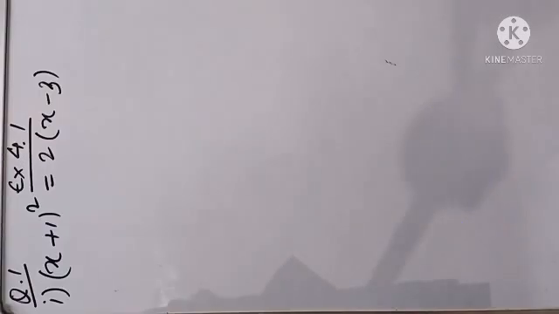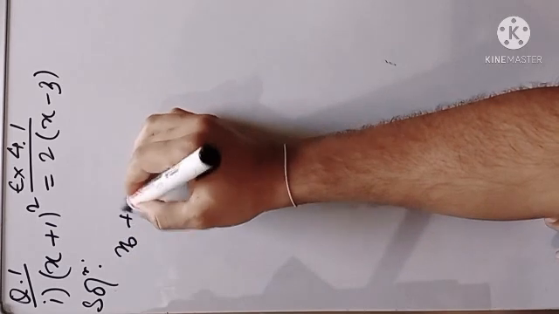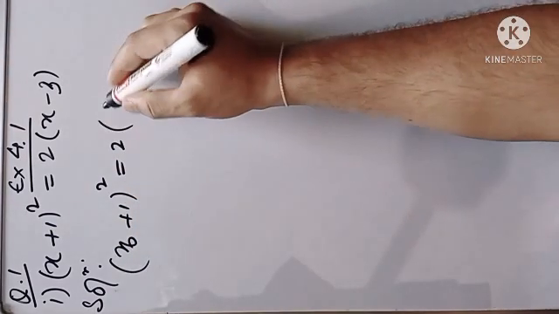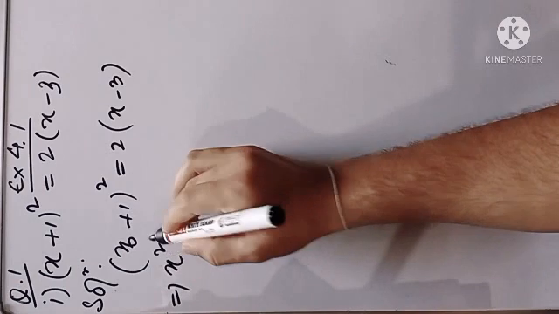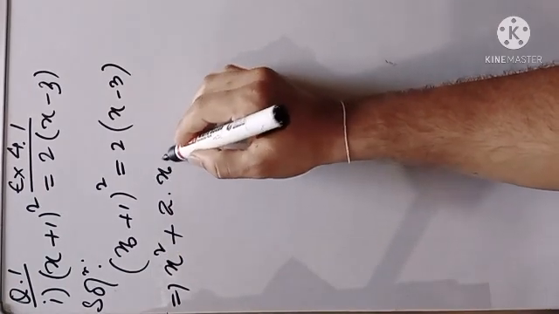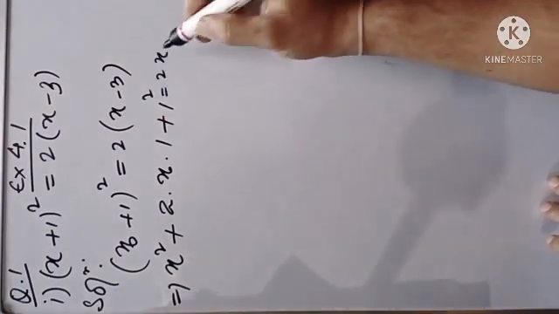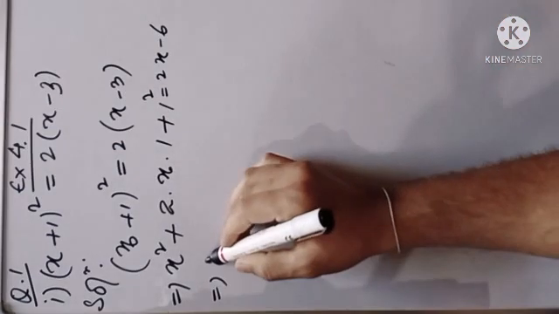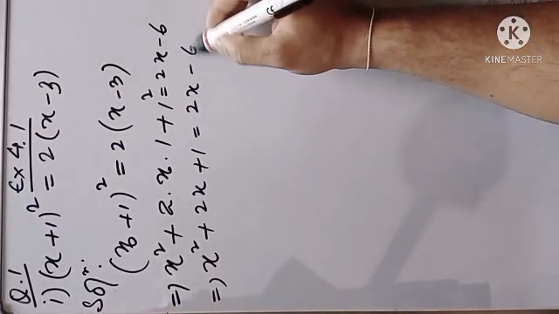Now we have the first question of exercise 4.1. Check whether the following equations are quadratic or not. Okay, we have to check whether this given equation is a quadratic equation or not. Okay, let's see. Solution. x plus 1 whole square equal to 2 times of x minus 3. So this is in the form of a plus b whole square, so a square plus twice ab plus b square. Then we have 2 into x, twice x, then 2 into minus 3, minus 6. So we have x square plus 2x plus 1 equal to twice x minus 6.